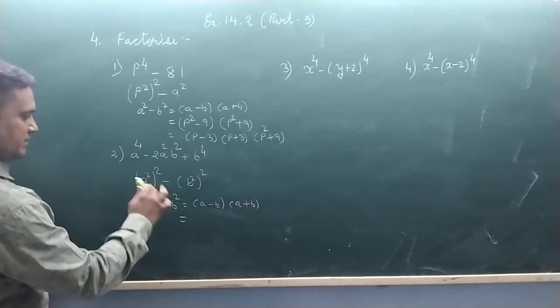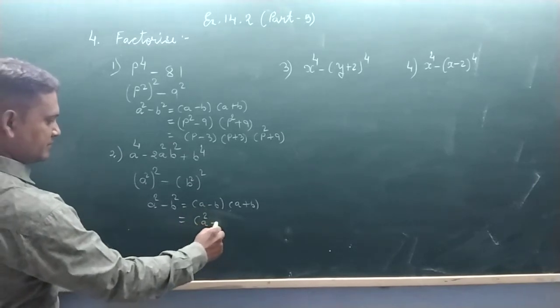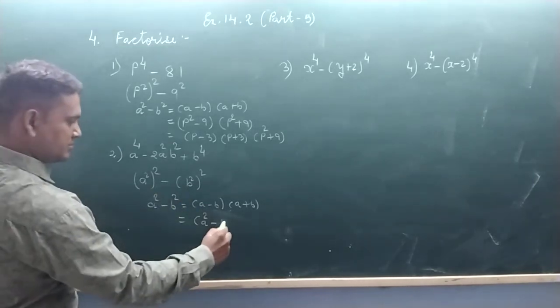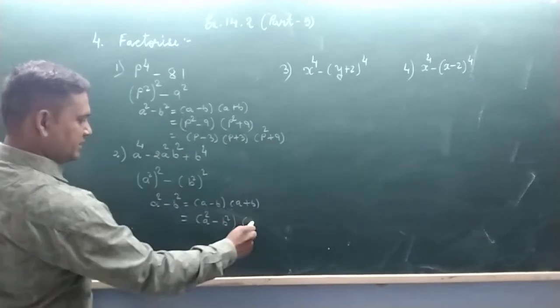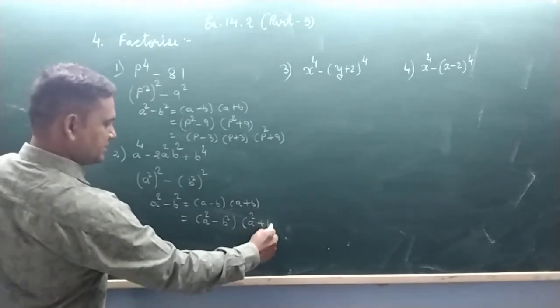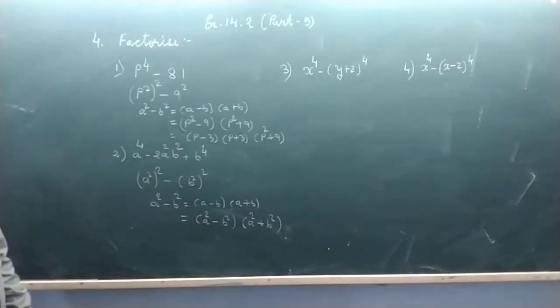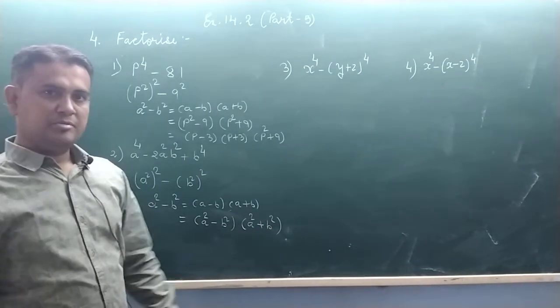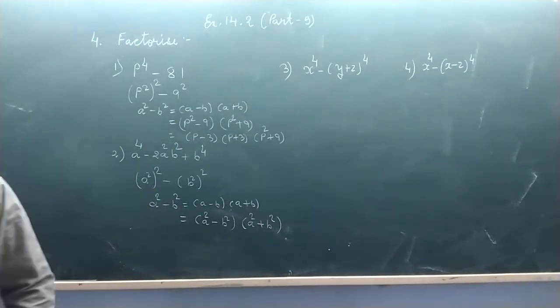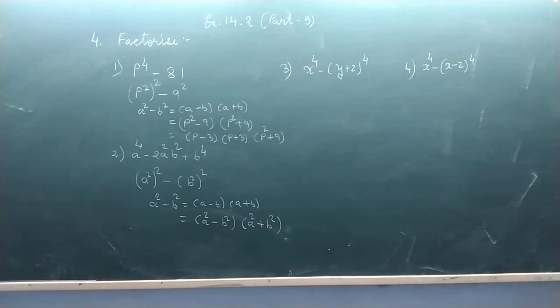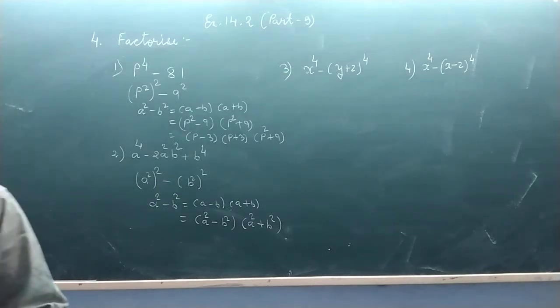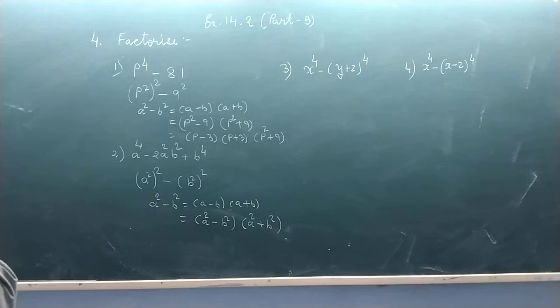So a means a square, this is minus, b means b square, then again a square plus b square. A square minus b square, then a square plus b square.